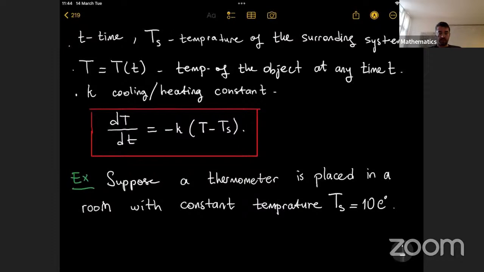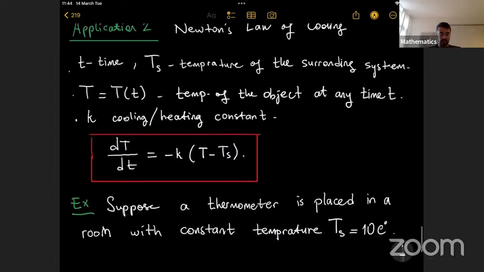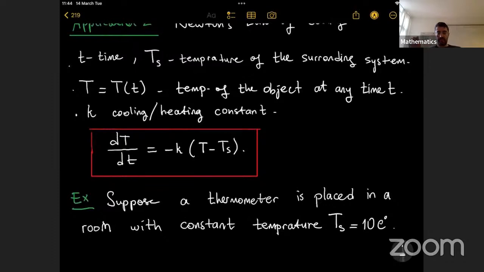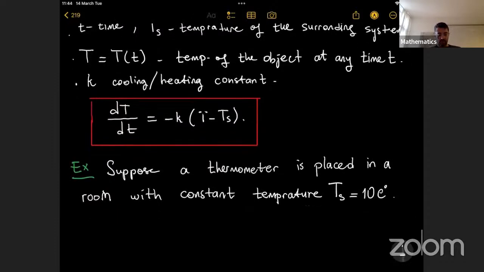Okay, let's go over this again. There's one question. So in this sort of application, we have an object in a surrounding system. Ts denotes the temperature of the surrounding system, for instance, the temperature of the room. In this example, we place a thermometer in a room, so the room temperature is the surrounding temperature. It's constant, 10 Celsius. And T denotes the temperature of the object, and K is a cooling constant. You will find this constant using the initial values later. And that's it.